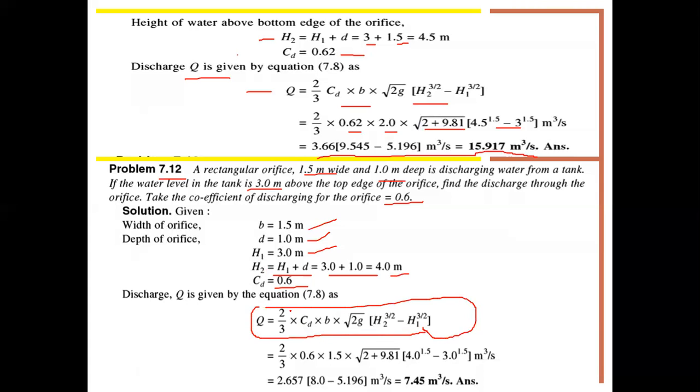Applying the formula, Q is equal to 2/3 into CD into B into root 2G (H2 minus H1). Factoring the values, 2/3 into CD into 1.5 into root 2 into 9.81, taking common (4 minus 3). After substituting, we get the final value. So with direct formula calculations, we are getting the answer.